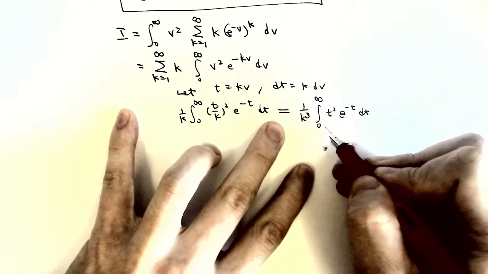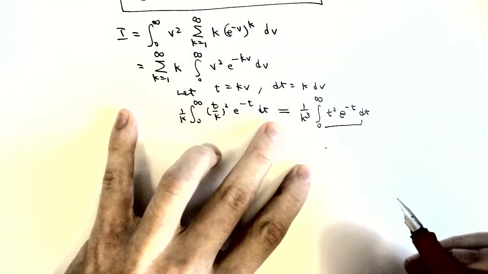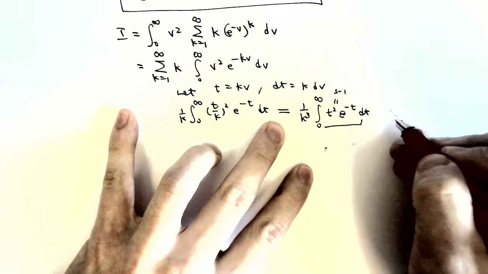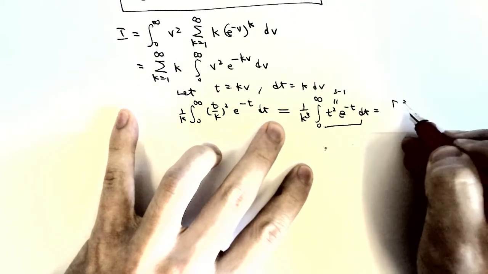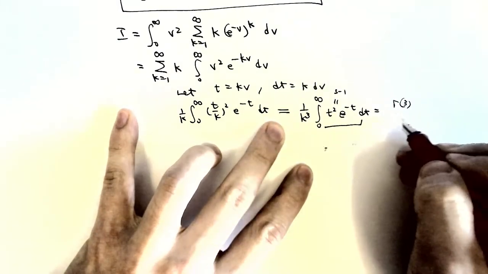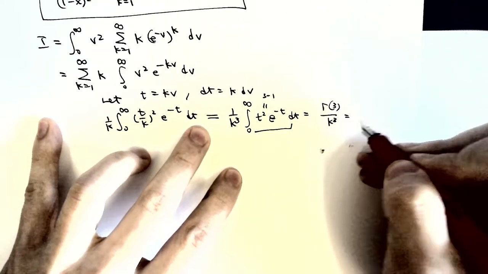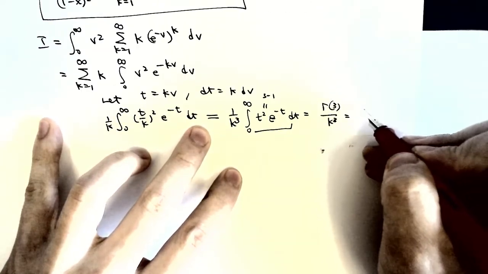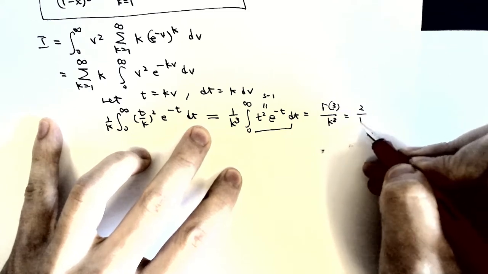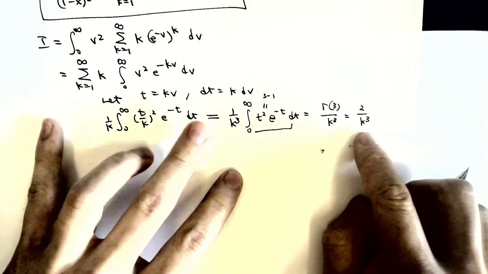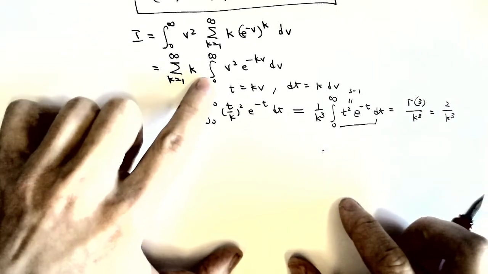But we notice that this is just a gamma function, where this is 3 minus 1. So it's just gamma of 3 over k to the power of 3. Gamma of 3 is just 2 factorial, so 2 factorial is 2, so 2 over k to the power of 3. Now, we use this result into this one.